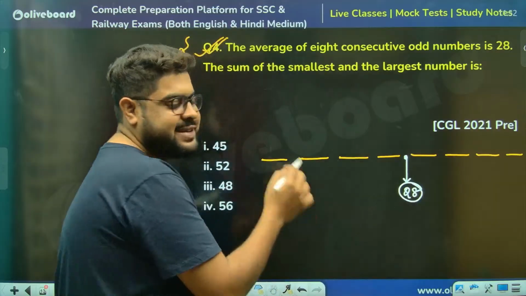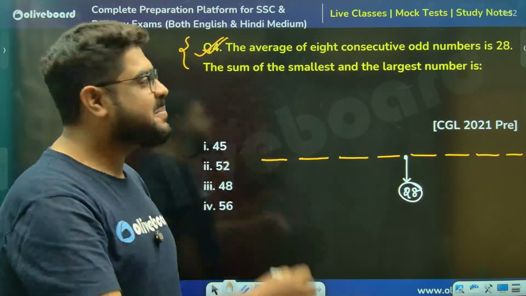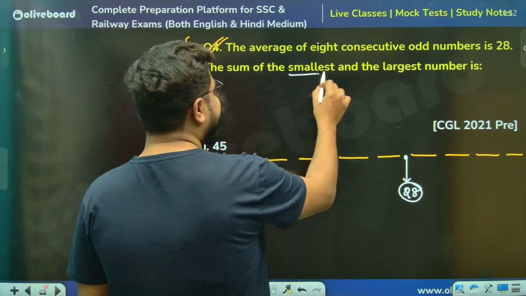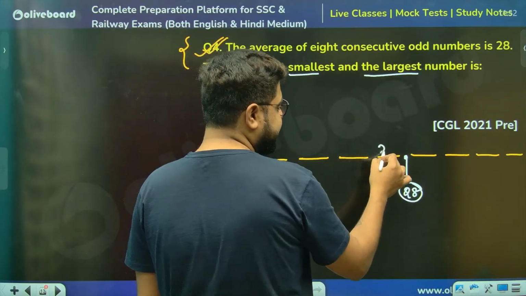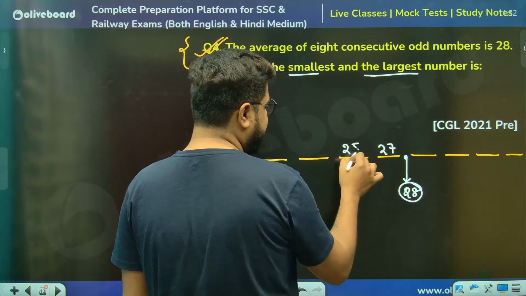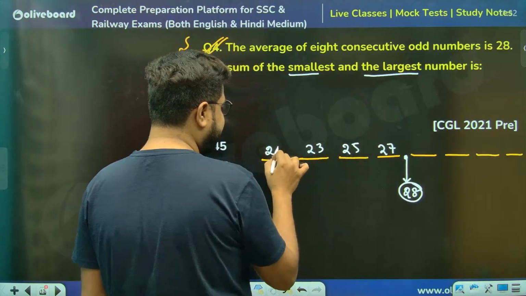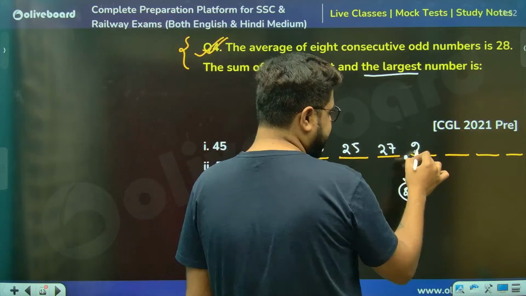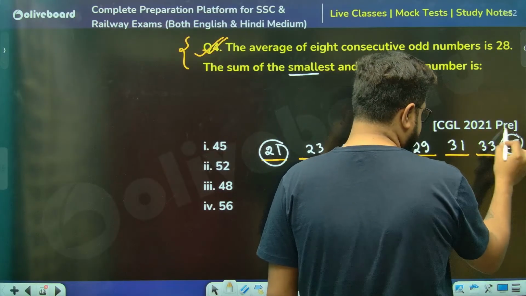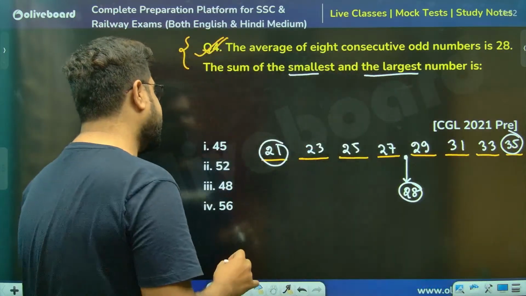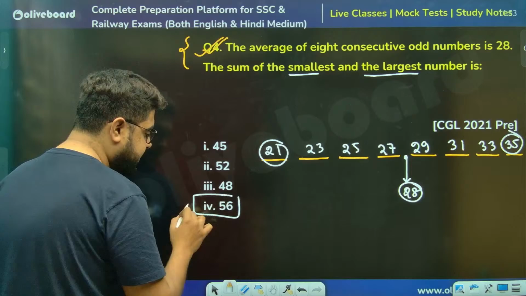Can I say this average? We just learned that. Smallest and the largest number. Sir, this is 28, this is 27, 25, 23, 21. Sir, 29, 31, 33, 35. 1 second. 35 and 21, 56 is the answer, sir.